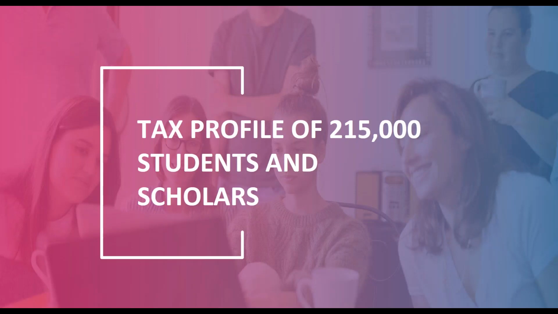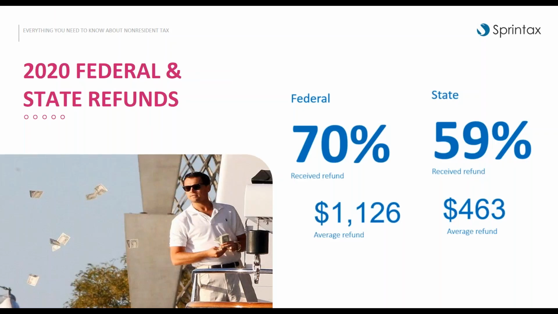So then just a quick look at the tax profile of the 215,000 international students and scholars that we helped last year. So of those students who used Sprintax last year, 70% of them were actually due a federal refund, with an average there of $1,126. 59% received state refunds. Again, the average here of $463.